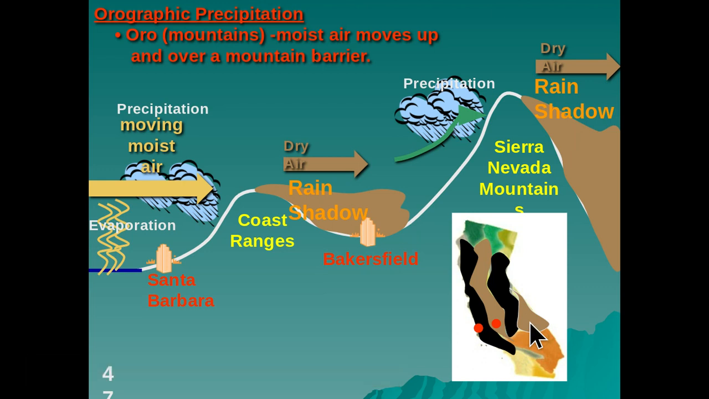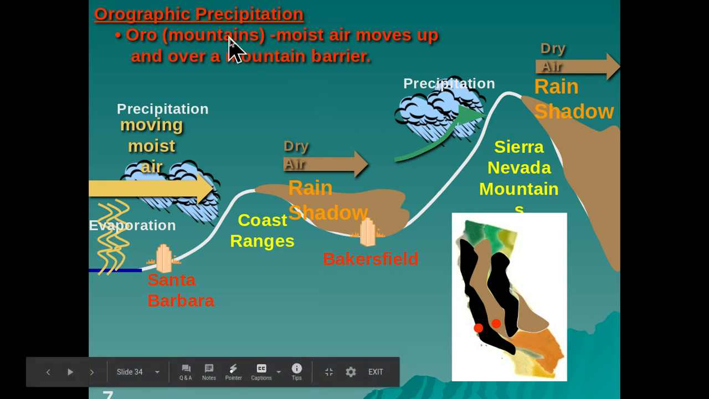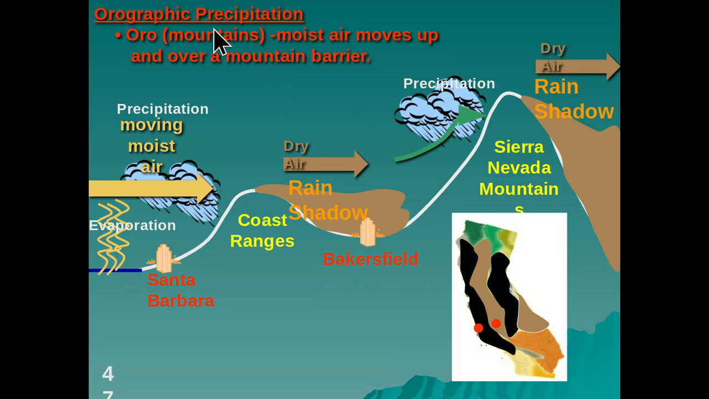This type of weather climate pattern is known as, if you come up here with my arrow, orographic precipitation, which basically means that the mountains are producing blocks, if you will, or block the moisture from getting into the valleys, which creates rain shadows. So again, we have a rain shadow in Bakersfield, and we have a rain shadow in the Mojave Desert.